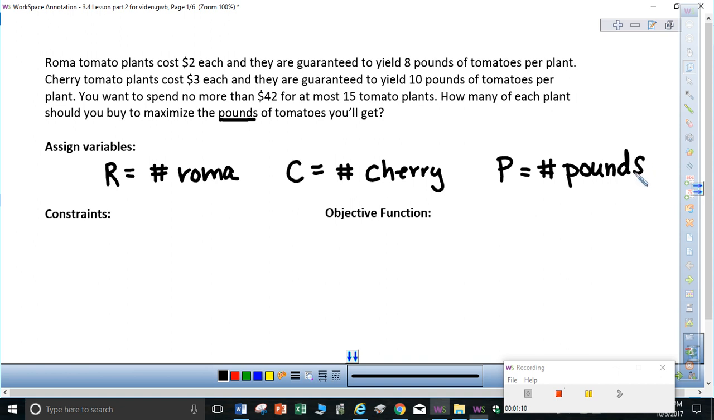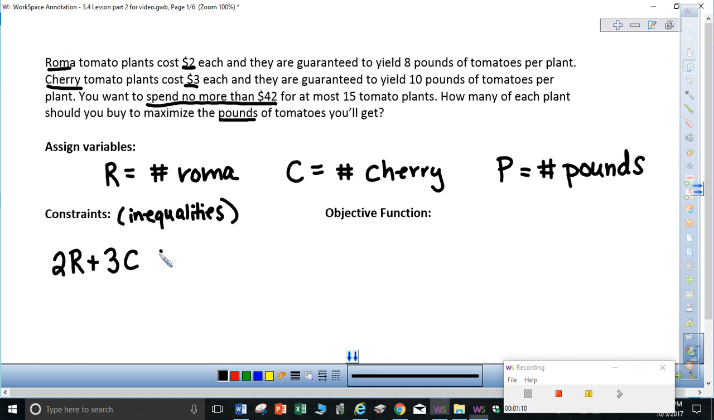All right, so next we have some constraints in our problem, and we're always going to write constraints as inequality statements. Inequalities involving our variables and involving some of the numbers looking at the information in the problem. So one of our constraints is that we can spend no more than $42. So we're going to use the fact that Roma plants are $2 each, cherry tomato plants are $3 each, and we can write that as an inequality, $2 times the number of Roma plants plus $3 times the number of cherry plants must be less than or equal to $42.